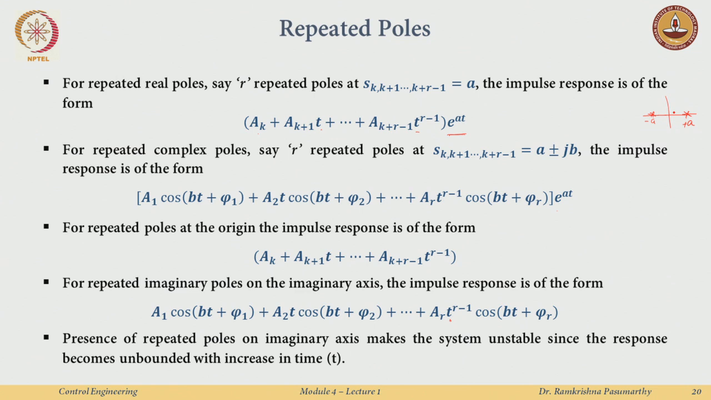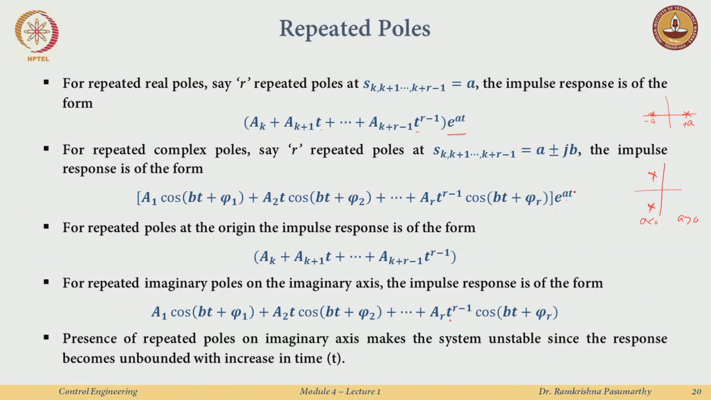Similarly, if there are repeated complex poles, say a couple of poles sitting here and a couple at the same location here, then again depending on the sign of a, my system is stable or unstable. So, this region is again the stable region when a is less than 0, and a greater than 0 is always unstable. So, the same thing holds. If the real part of the poles is strictly less than 0, I am still stable, and if it is strictly greater than 0, then my system is unstable.